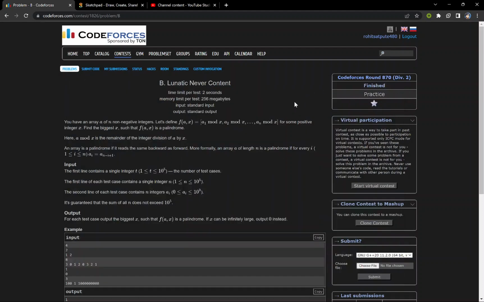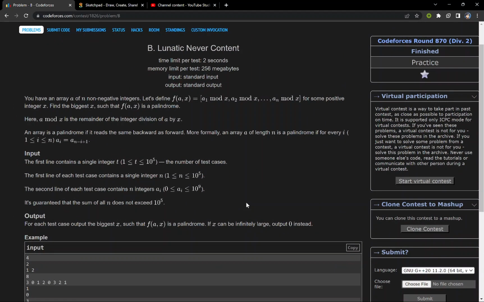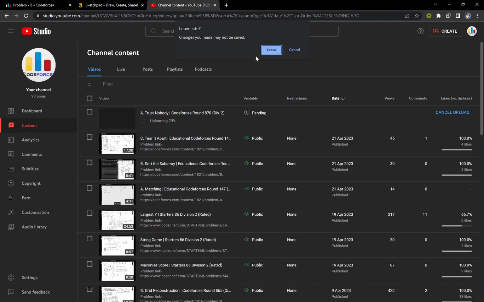Hello everyone, in this video we are going to discuss the problem Lunatic never content. So the problem states that we are given an array A of n non-negative integers and f of A, x denotes A of 1 mod x, A of 2 mod x, up to A of n mod x. So we have to find the biggest x such that this particular f of A, x should be a palindrome. So moving on to the solution.